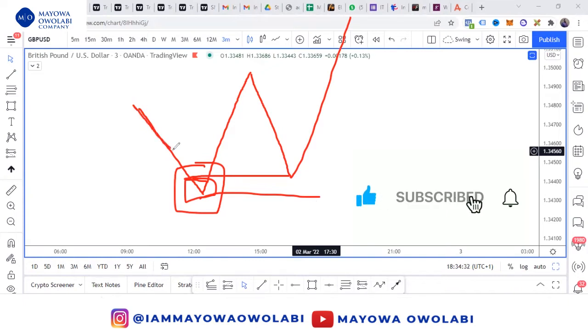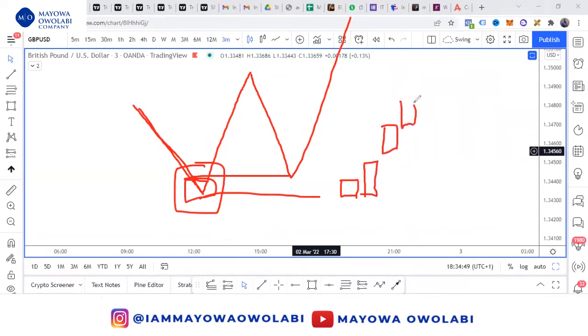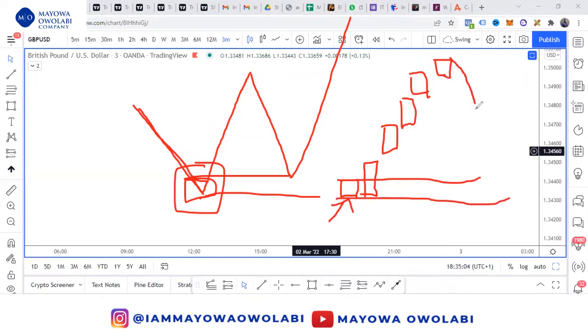Because the market dropped as a bearish move, there will always be a bearish candle, which is a lot of time a red candle. Then the bullish move starts. When the bullish move starts, this becomes your order block. This becomes where you are expecting the market to come back into.